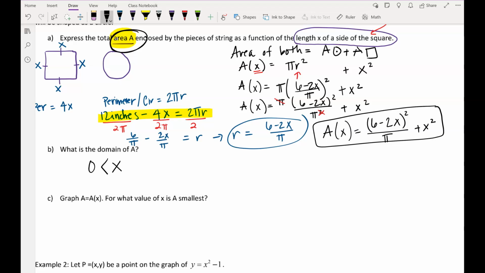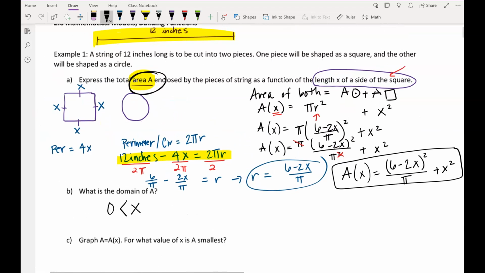Okay, now we have to go back to your string. If you have a string of 12 inches long and you have a square, remember, this is 4 X's, right? So you divide by 4. So the most this could be would be 3. Now, it can't be exactly 3. That's why I'm not using less than or equal to. It can only be 2.99999, right? Up to 3. Then whatever's left over could be used for the circle.